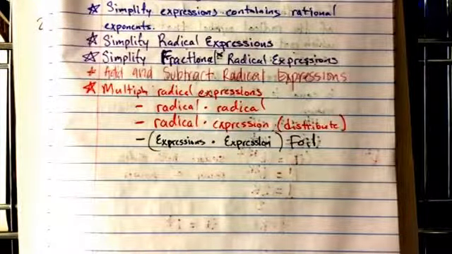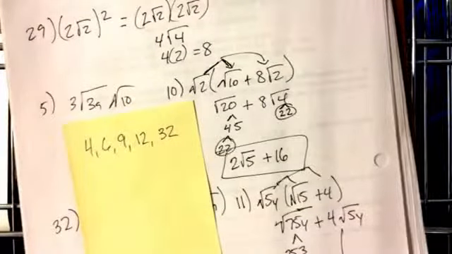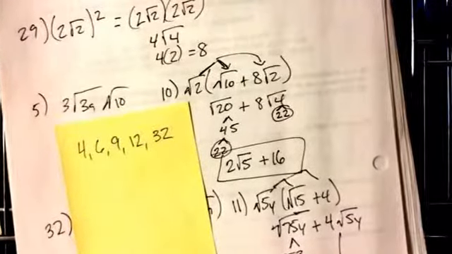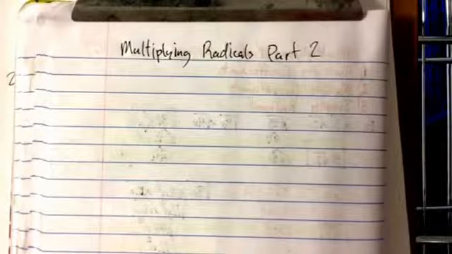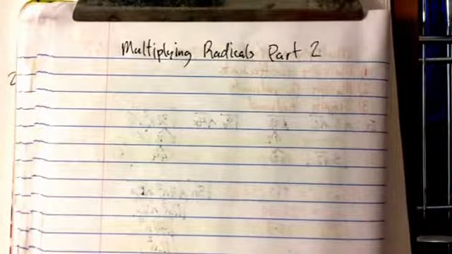Once we've got that written down, flip on over to 64. At the top of the page, multiplying radicals part 2. We are essentially going to have the same steps that we had yesterday, just one before. And the one before will simply just say distribute or FOIL.